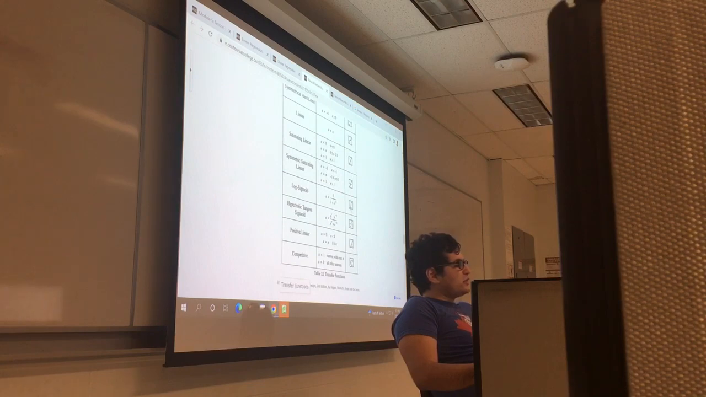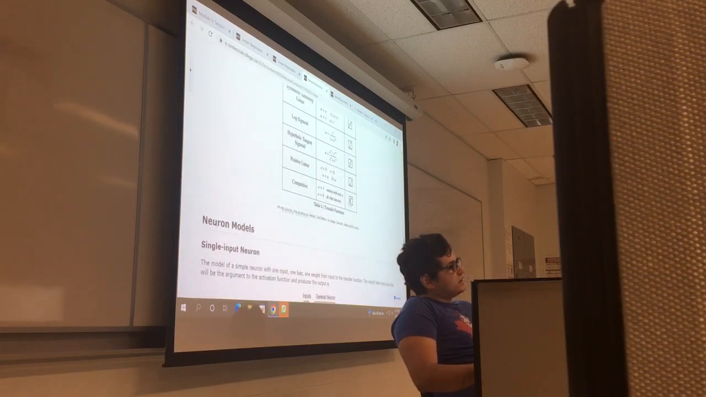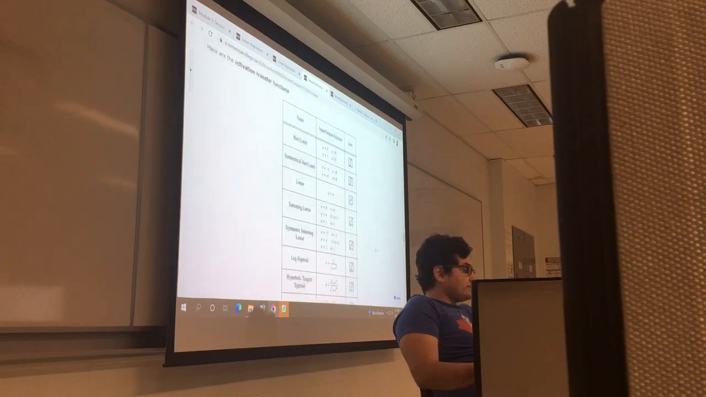You have the log sigmoid, which is similar to what we saw before. We have the hyperbolic, the normal one that you know, and you have this one that's a technique that's pretty much saying connect all the neurons, right? That's why we call it competitive. Okay?